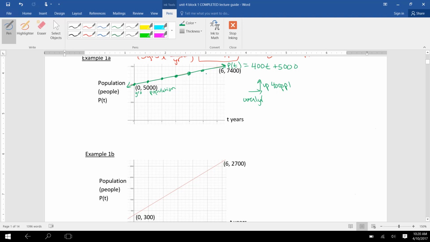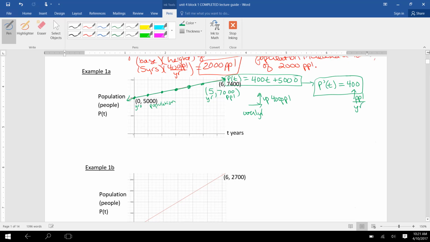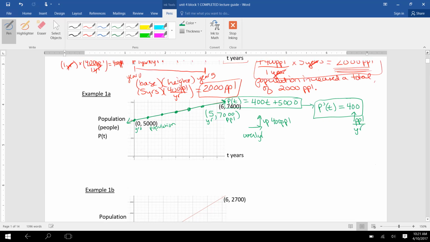By the time it gets over here to year 5, it will have increased 400 people per year for 5 years in a row, so it will be at a height of 7,000. At year 5, there'll be 7,000 people. Notice, if P of t equals 400t plus 5,000, then its rate, P prime of t, is the derivative of this. The derivative of 400t is just 400, and the derivative of 5,000 is 0, so its derivative is 400. That would be 400 people per year.